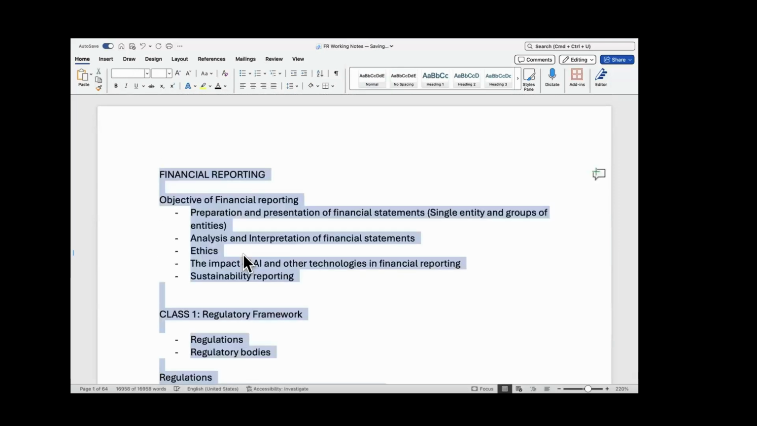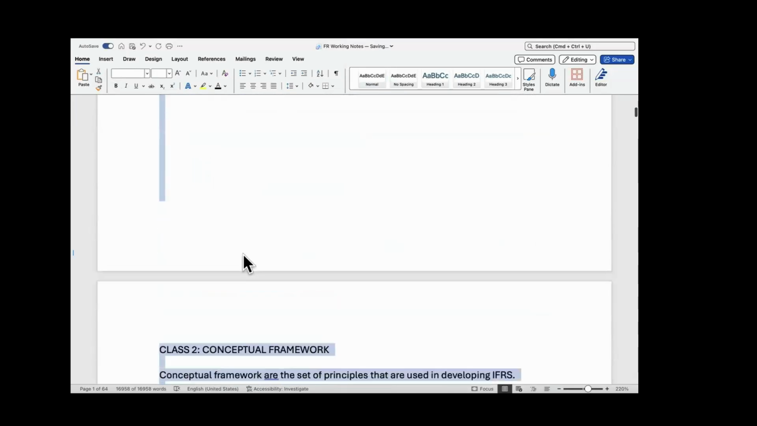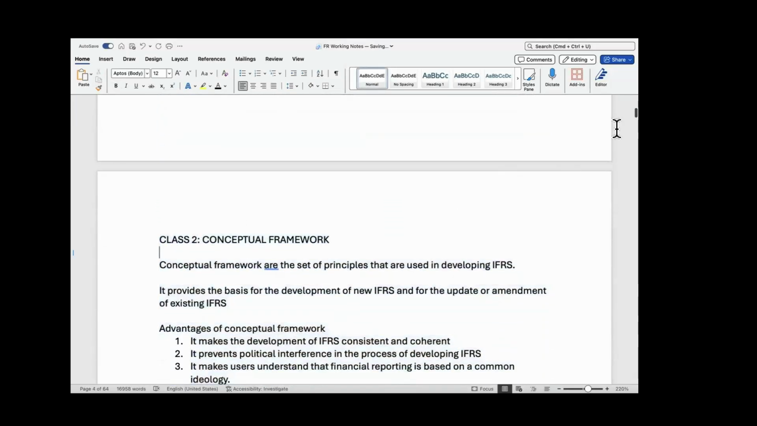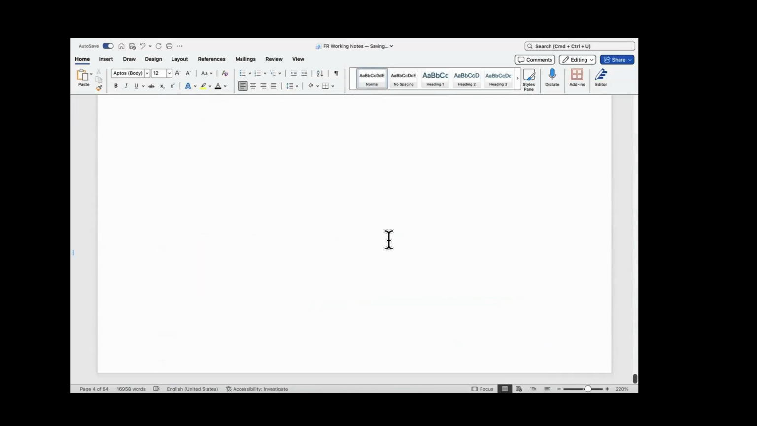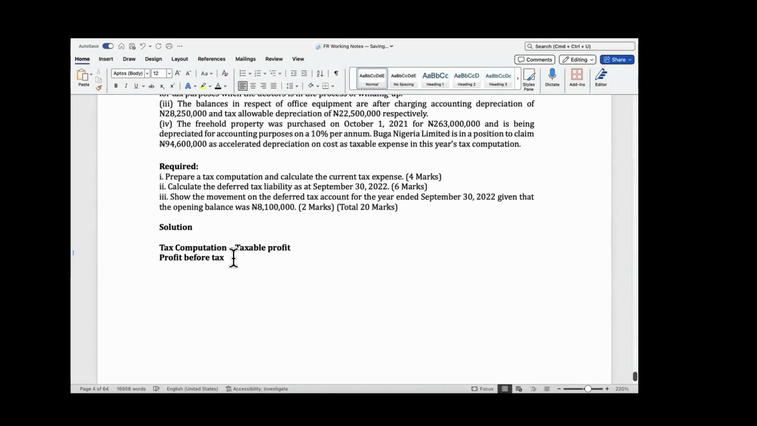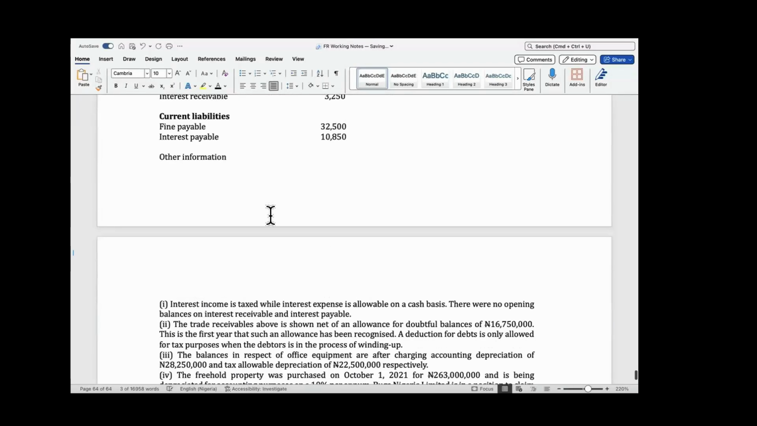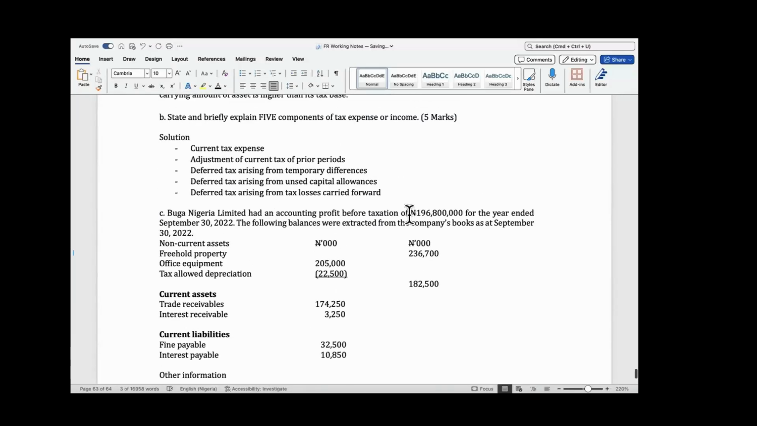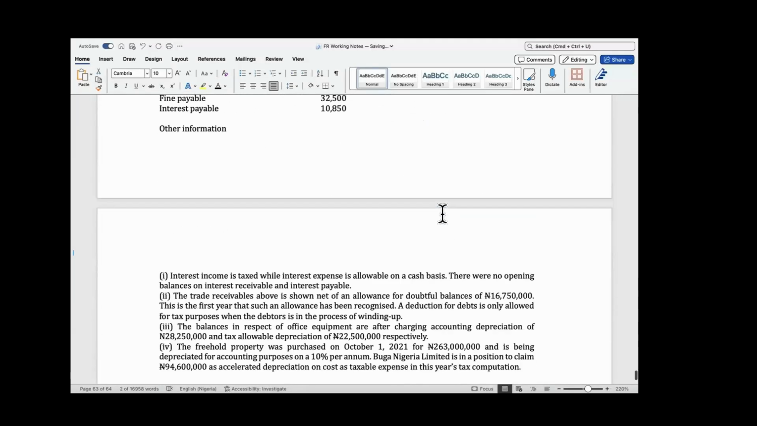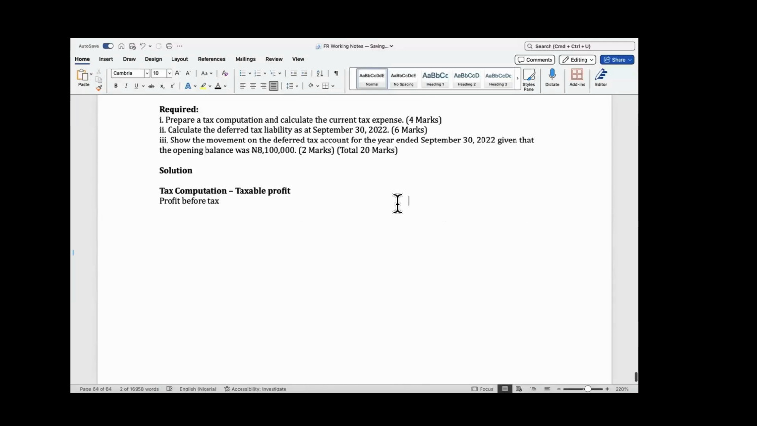tax. What am I doing up here? So, which is my profit before tax? And how much is my profit before tax? I was told it is this. Okay, let me do this.